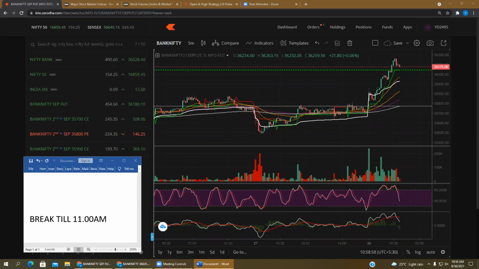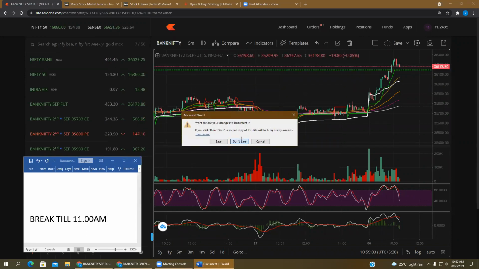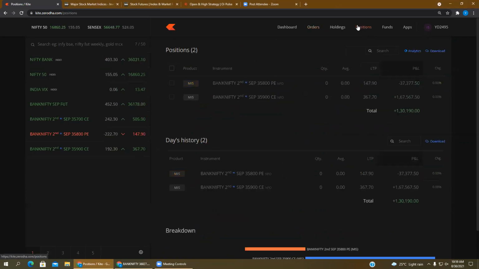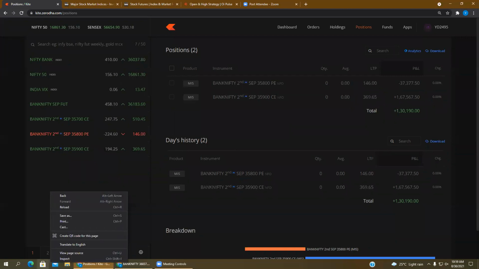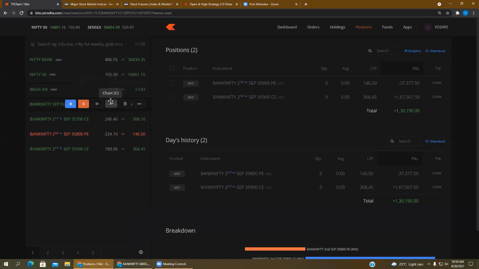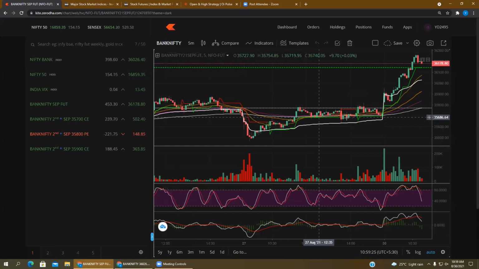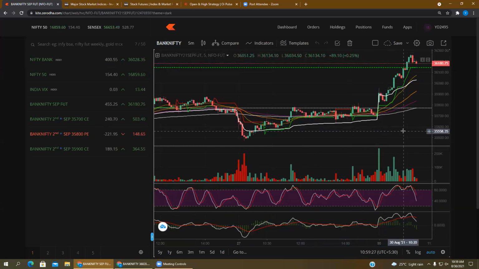Okay, I'm back. Stop loss is hit at 360. The trailing stop loss is gone, which is fine. We are at 1,30,000. So now what we'll do is, we have done good trading. We'll just do Q&A for some time, and then we'll be done for the day.